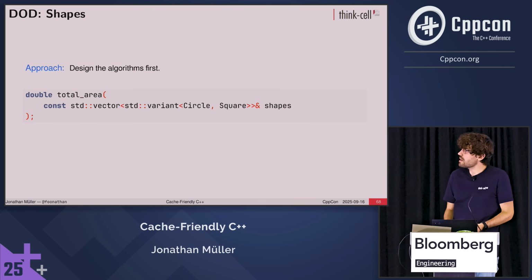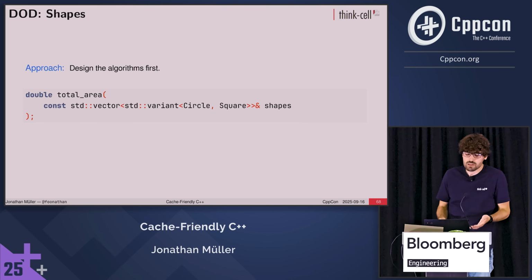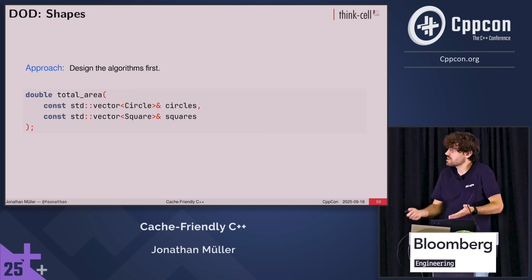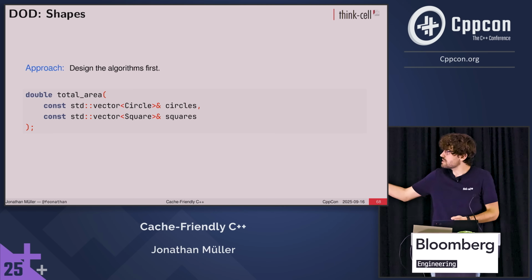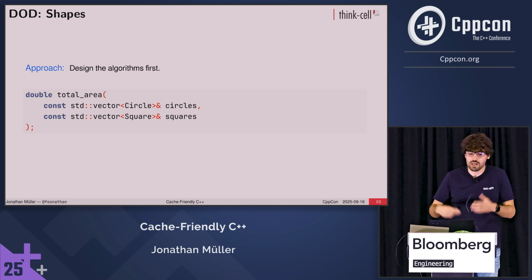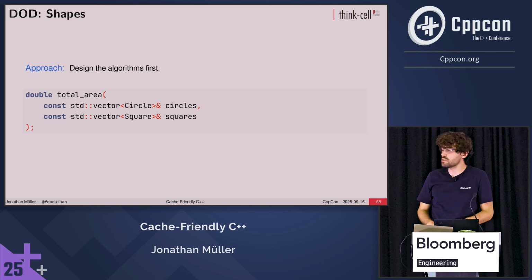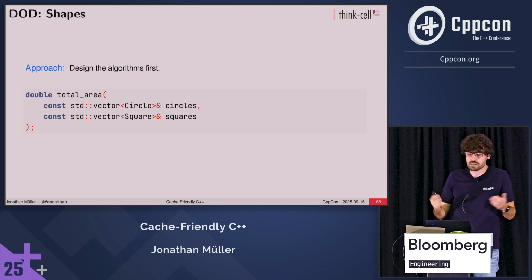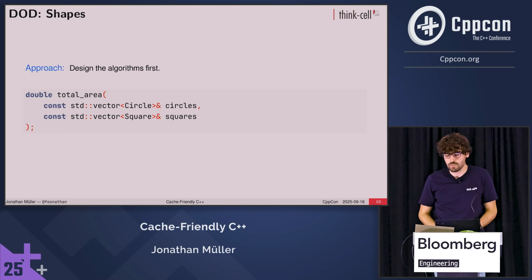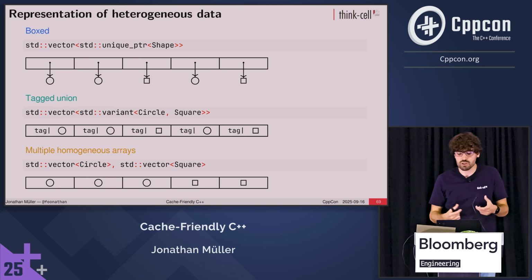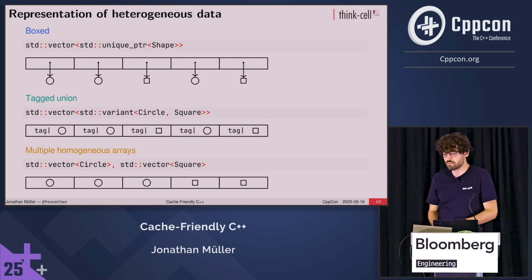However, if we only take circles and squares, let's just write the function so it operates on circles and squares, right? So let's give it all the circles, all the squares, and write a function that sums the area of all the circles, then sums the area of all the squares, and adds the two together. Right? So these are sort of three different representations of heterogeneous data.